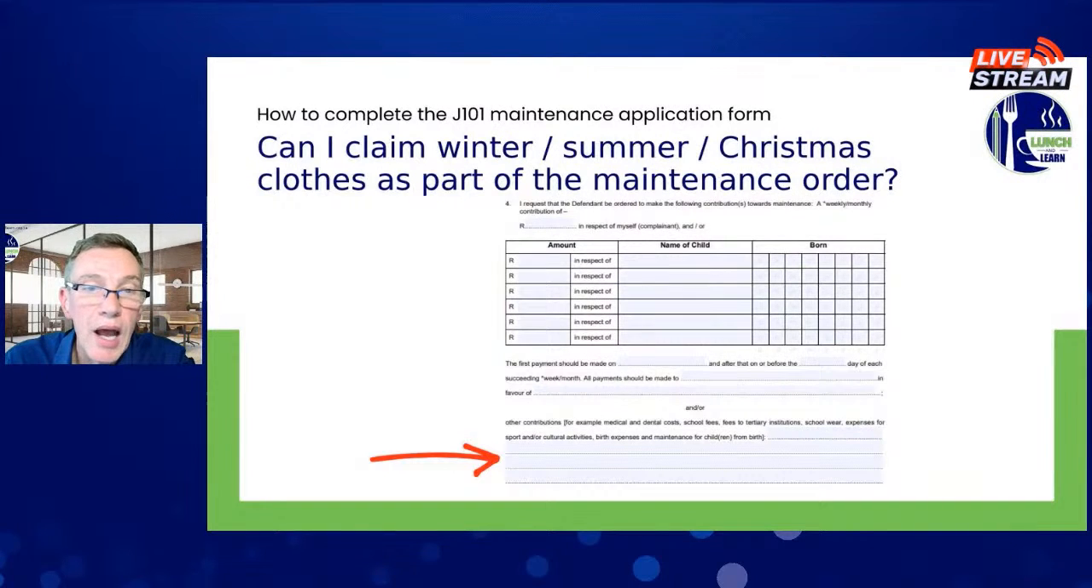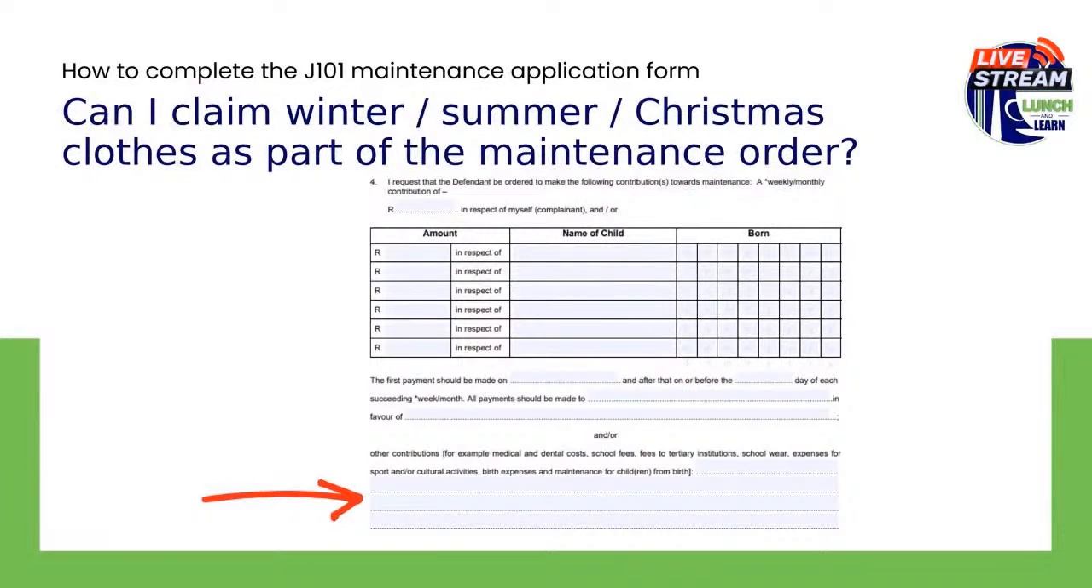Let me just make that screen a little bit bigger. In this portion here, where it says other, you simply say yes, you want winter clothes, and the father needs to make a contribution of 500 Rand or 200 Rand and whatnot. That is the amount that you want for winter clothes, summer clothes, and Christmas clothes.